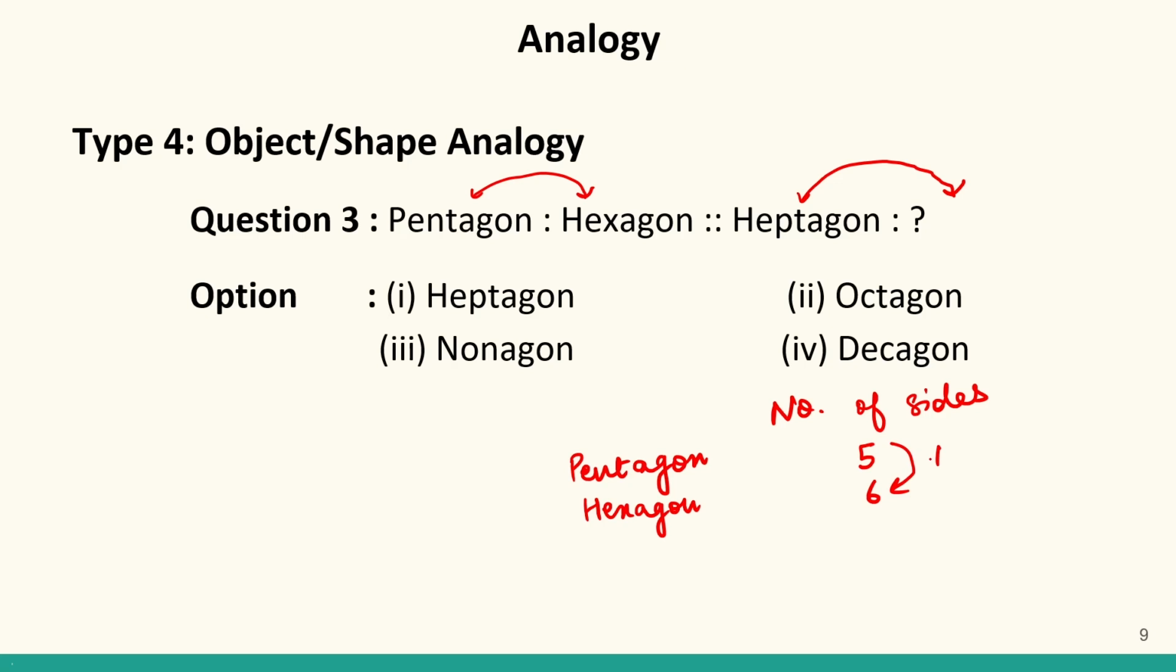So here I can see that we are moving one position forward. That is, if pentagon has 5 sides, we are moving over to an image which has plus 1 side, that is 6 sides. So similarly, we know that heptagon has how many sides? Heptagon has 7 sides. So we have to move forward to a figure which will have plus 1, that is 8 sides, and the figure that has 8 sides is called an octagon. So our answer will be option number 2, octagon.